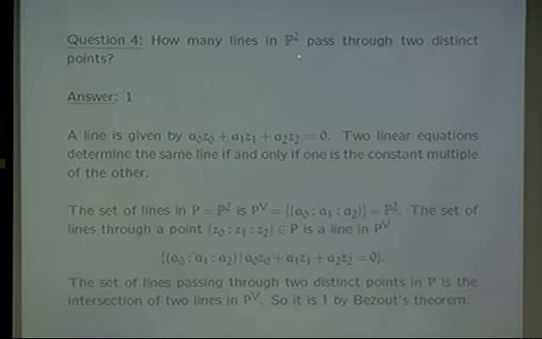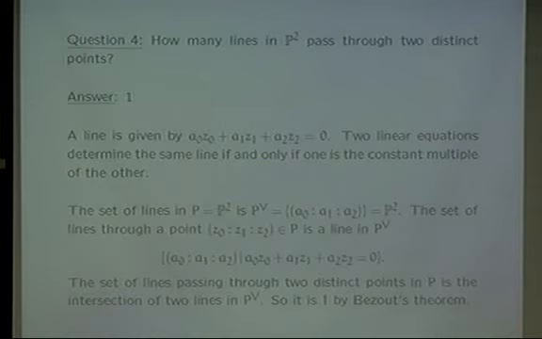A line in the plane is given by a linear equation, a0 z0 plus a1 z1 plus a2 z2 equals 0. And if you have two linear equations, they give us the same line if and only if the equations are related by constant multiples. So one equation is a constant multiple of the other. Obviously, linear equations are determined by the coefficients a0, a1, a2.